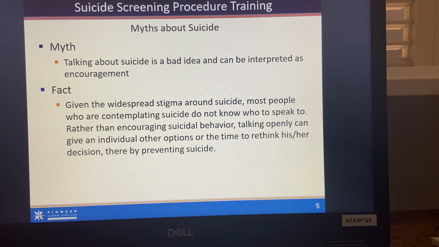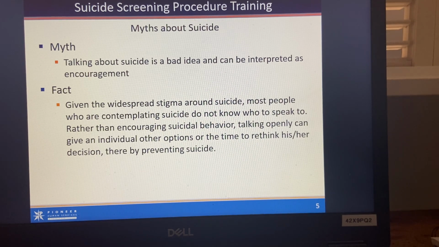The first myth is that talking about suicide is a bad idea and can be interpreted as encouragement. What we know about this is that currently there is still a widespread stigma around suicide, not only suicide, but mental illness. Most people who contemplate suicide do not know who to speak to, and so in a sense they keep it to themselves. We want to change that.